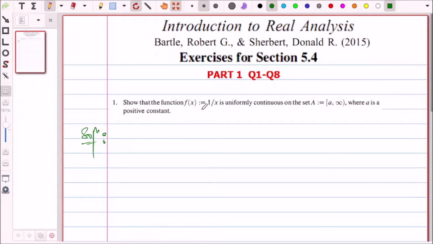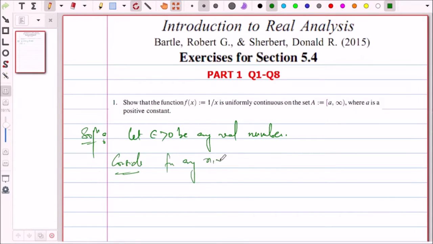To show that f is uniformly continuous, we take any arbitrary epsilon, and then we have to find some delta such that |f(x) - f(y)| is less than epsilon whenever |x - y| is less than delta. So let us start with any arbitrary epsilon. Let epsilon greater than 0 be any real number. Then consider any x, y belonging to A, which is [a, ∞).